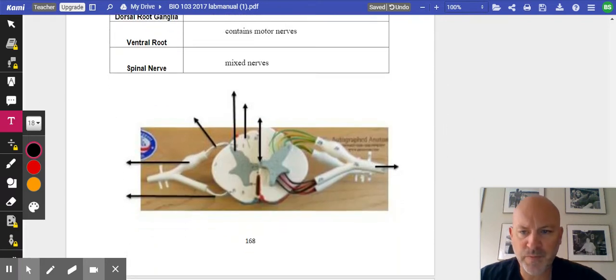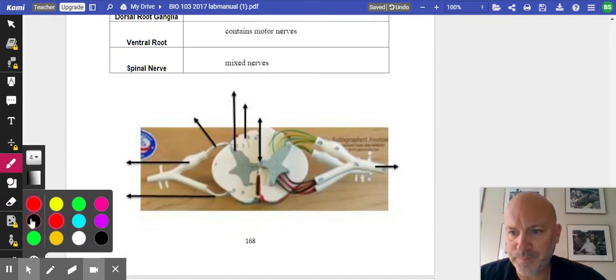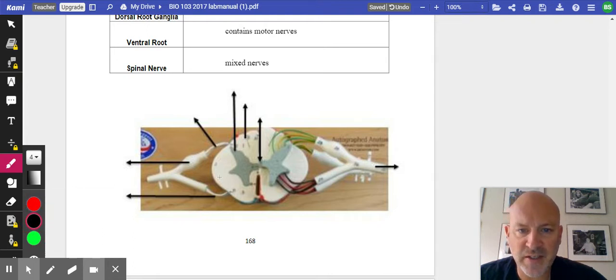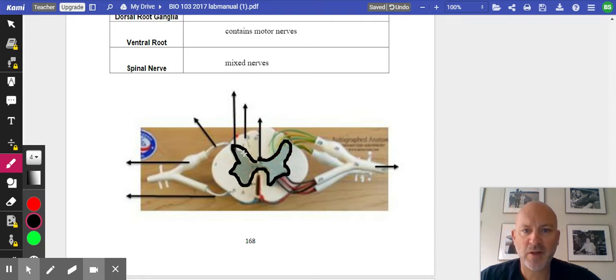All right, again, so if we look here, this is a slice of the spinal cord, and it looks like we have this butterfly-looking structure in the middle of the spinal cord. You can see that this color is darker than the surrounding color. Well, this is the gray matter.